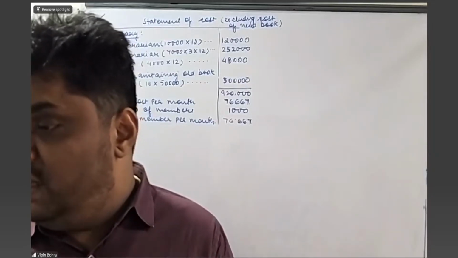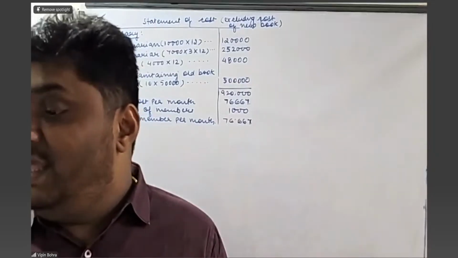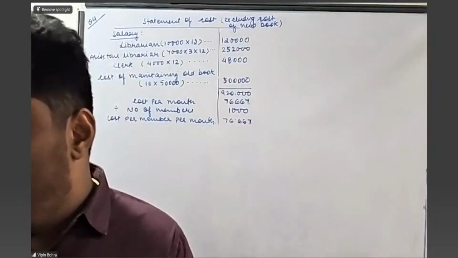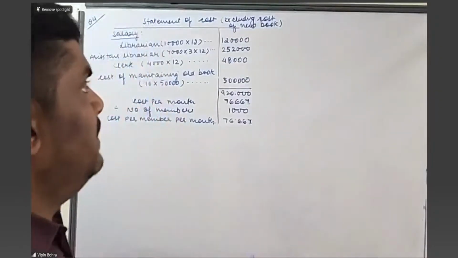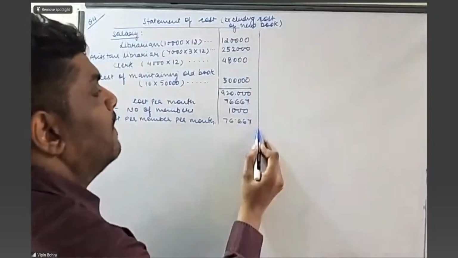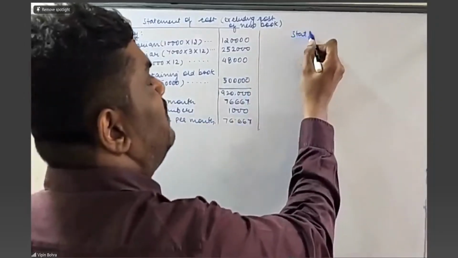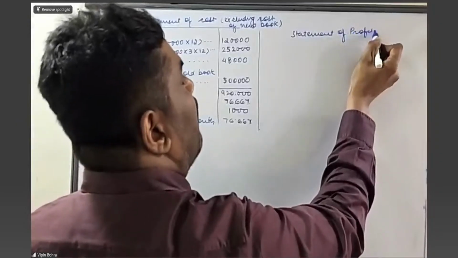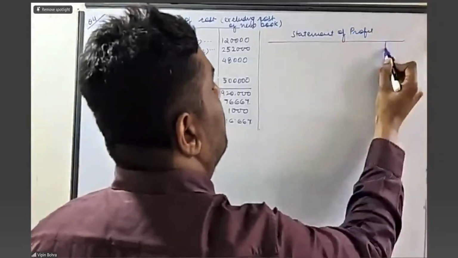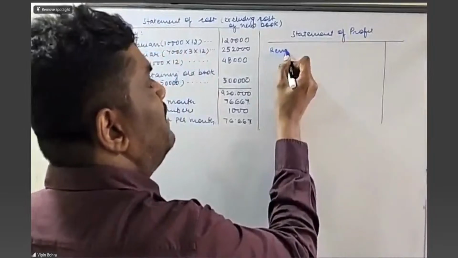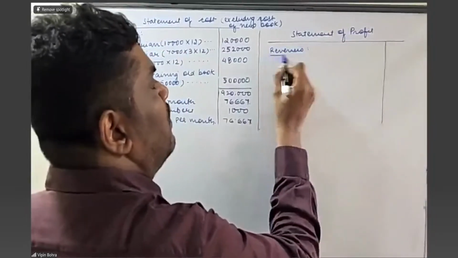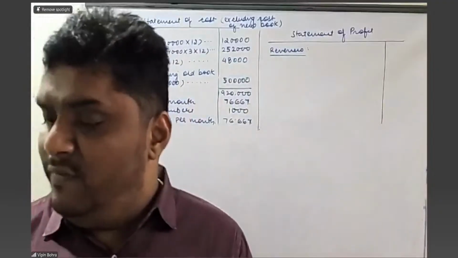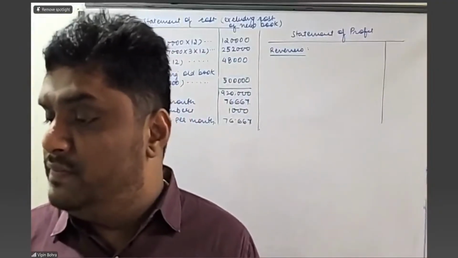Now let's proceed with the next part. The net income from the library per year. So let's calculate the net income. So statement of profit, wherein we'll first calculate the revenue. We have the total cost excluding the cost of new books. So we will first calculate the revenue.